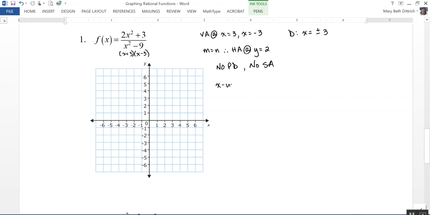Let's go ahead and look at x-intercepts and y-intercepts. I'm going to have an x-intercept when the numerator is equal to 0. So 2x squared plus 3 equals 0, 2x squared equals negative 3, x squared equals negative 3 halves. I can't do that. That's going to give me an imaginary number, so that means that I have no x-intercept.